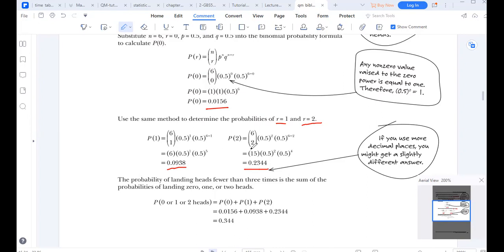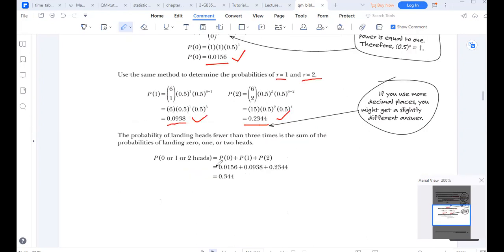Probability of 2, the 2 comes there. 6 minus 2 is 4. Then we combine them, then 0.2344. So we add all these 1, 2, 3, because we're talking about what? Fewer than 3. So when you combine all these, the probability is 0.3440. Okay.